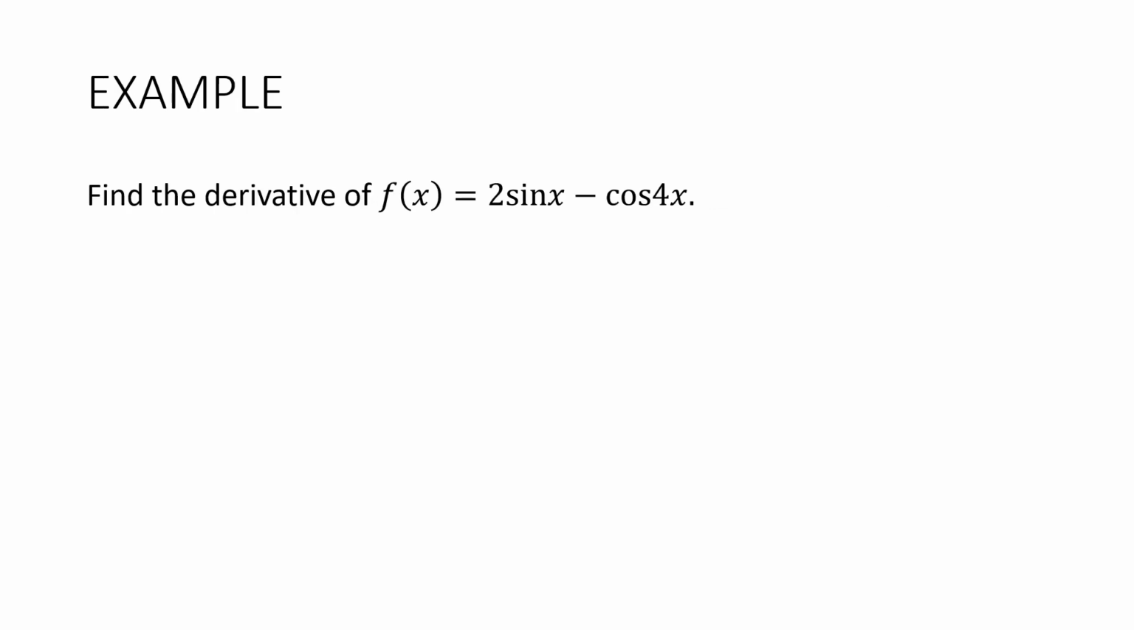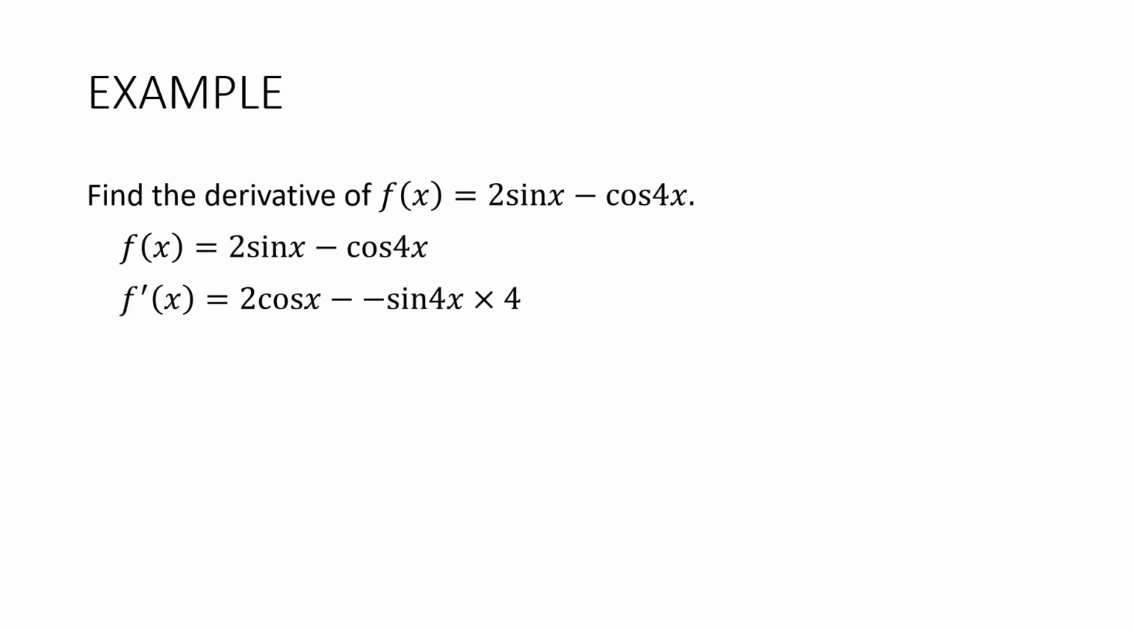Here's an example. Find the derivative of f of x is equal to 2 sine x, take away cos 4x. So again, we're going to go term by term. The 2 is going to hang around, and here we have a chain rule. Let's have a look at it. So f dashed of x. Sine x becomes cos x minus cos 4x. The outer function there is cos, so that's going to become negative sine 4x. Multiply by the derivative of the inner function, which is 4. And we just need to tidy that up. We get 2 cos x plus 4 sine 4x.